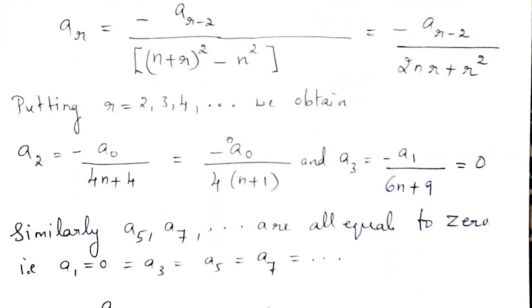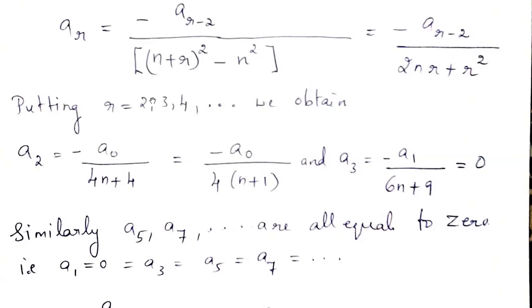So it is a naught divided by 2n into r, where r is 2. So you get 4n plus 2 square, which is 4. So you can see that the value of a2 is expressed in terms of a naught. So a2 is equal to minus a naught. Taking 4 out here, I get 4 into (n plus 1).